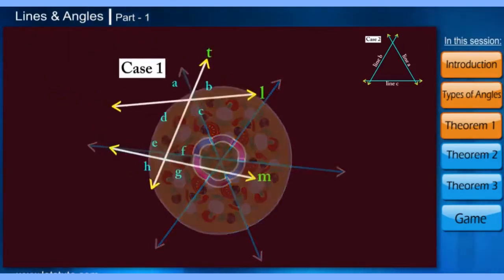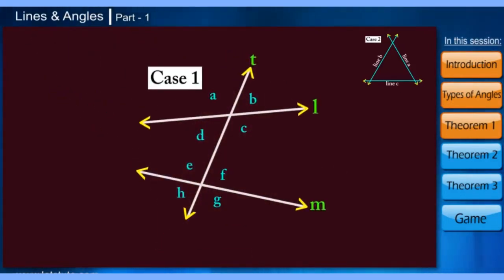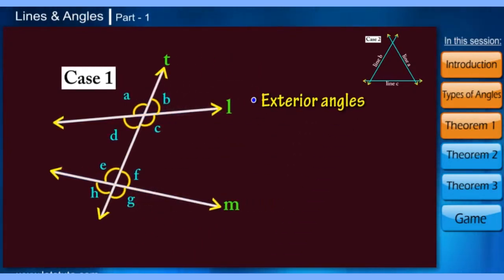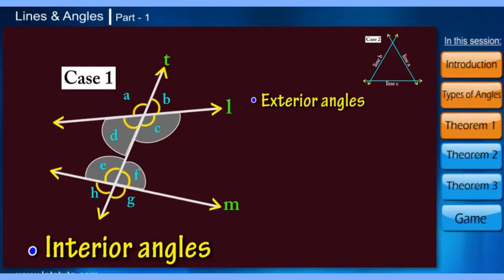Now, in case 1, we can see that there are 8 angles formed. Angles A, B, G and H are called exterior angles because they are outside the lines, and angles C, D, E and F are called interior angles because they are inside, or between, both the lines.